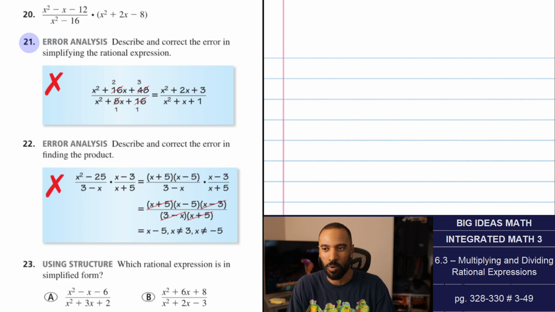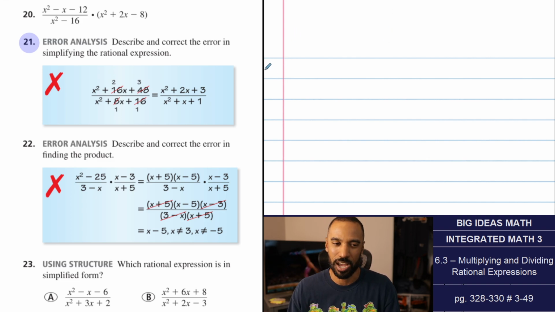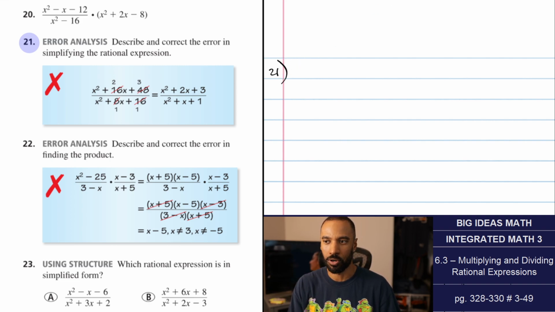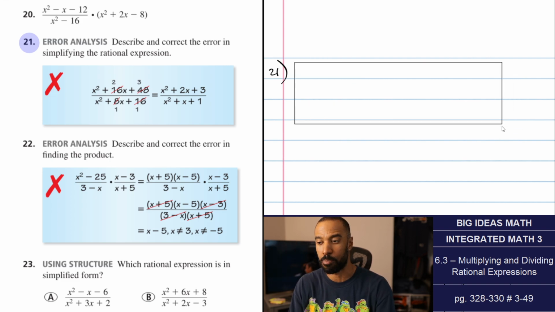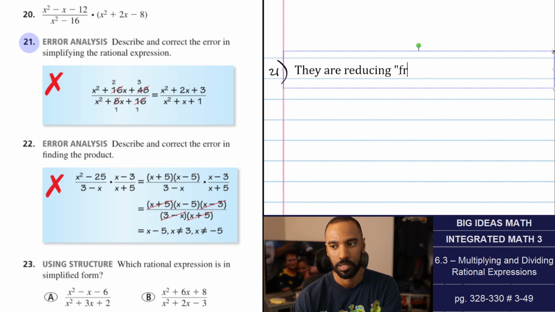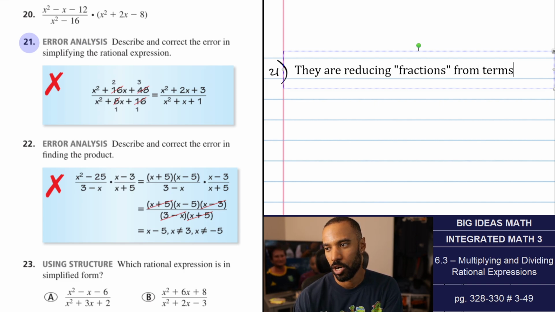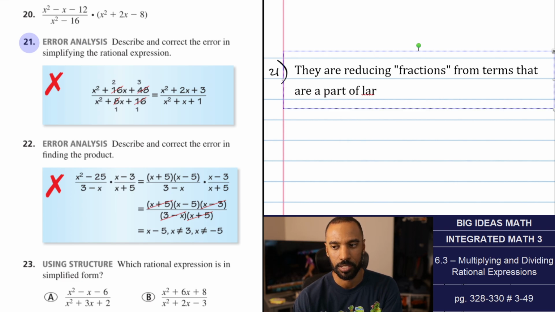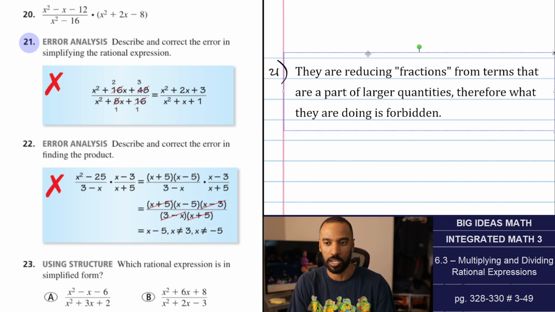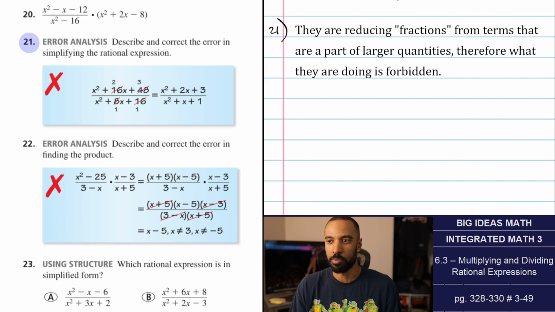I can't get deep into the why of the matter, but we can't do this, guys. It's not about terms. It's about factors of things that can divide. That's just the order of operations. They are reducing fractions from terms that are a part of larger quantities. Therefore, what they are doing is forbidden. You cannot do that. Now, can you simplify something? It depends if there's a common factor. I don't know. So let's take a look.